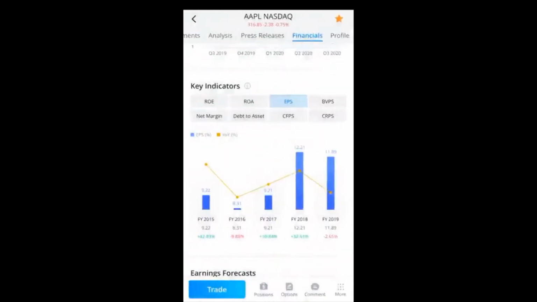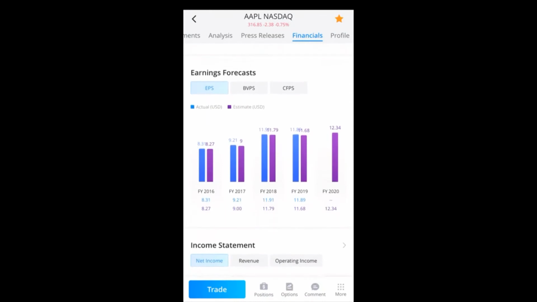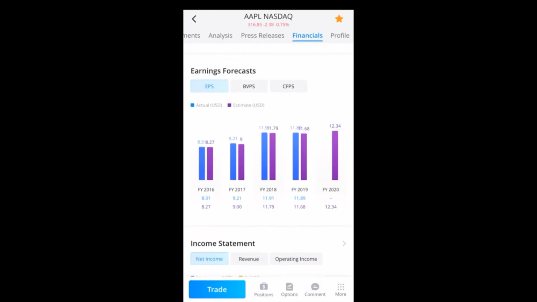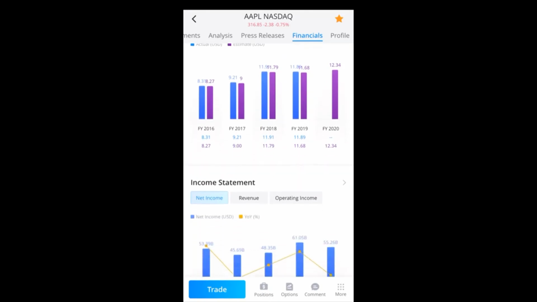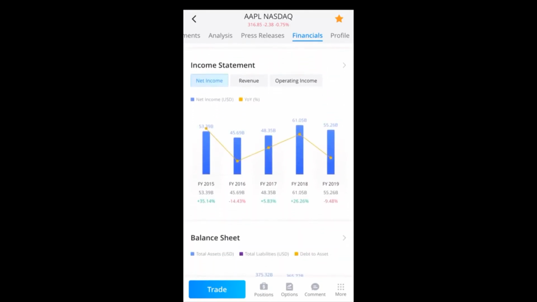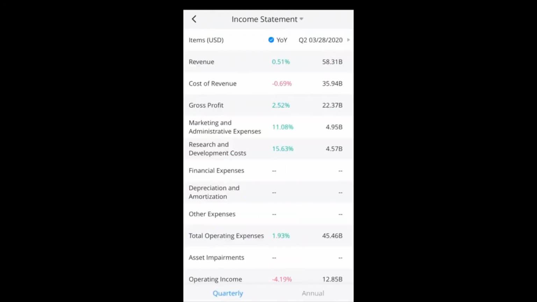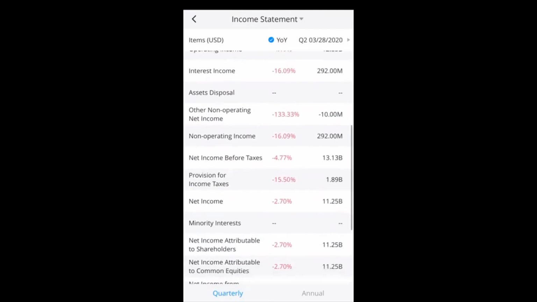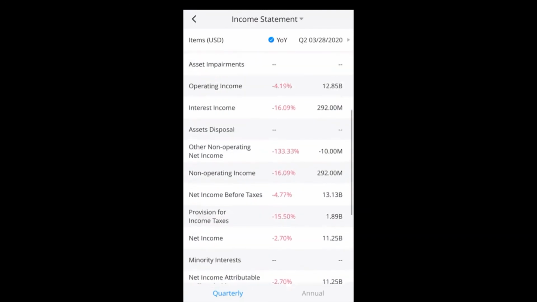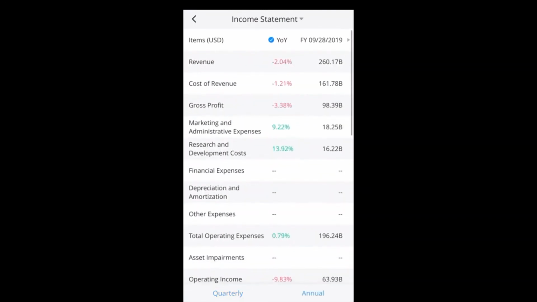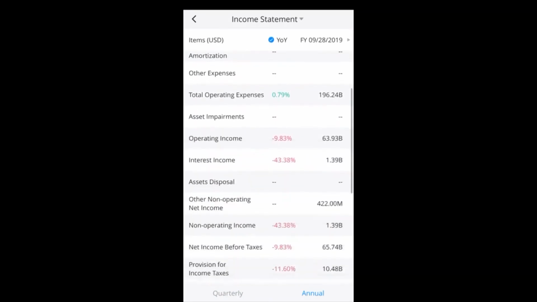And then go back. You can look at earnings forecasts, so what they expect the earnings to be for the next quarter or the next year. You can look at the income statement for the company. You can look at revenue. You can look at operating income. If you really want to get detailed as far as the financials of a specific company, you can really dig into their quarterly or annual information direct from the Webull app.